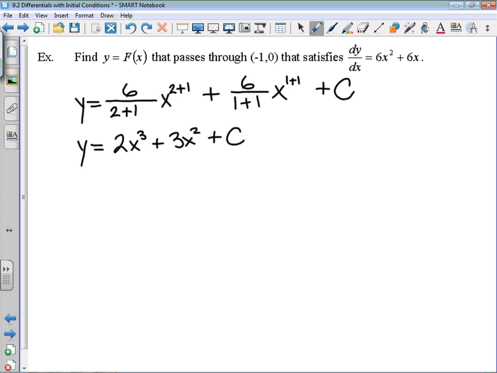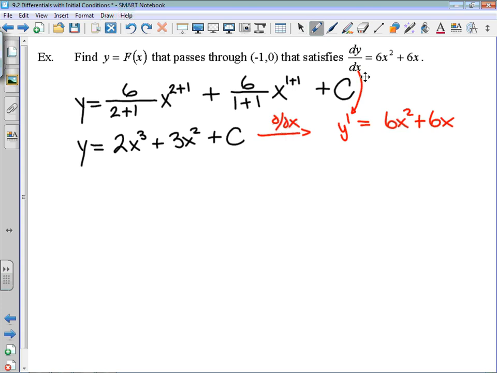Now, I would like to remind you at this point that if you're not sure you've done this correctly, then you could use the derivative here. So if I apply d over dx on both sides, I could say that y prime, which is dy over dx, right? These mean the same thing. And that's going to be equal to 6x squared plus 6x, which takes me right back to the given differential equation.